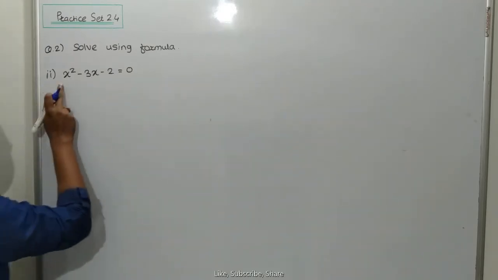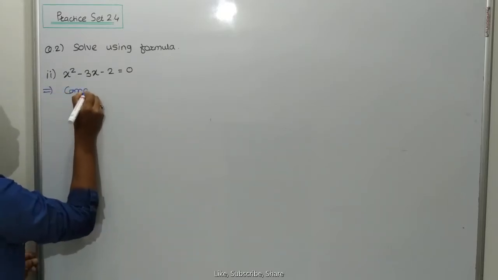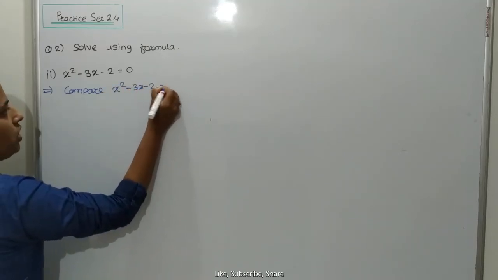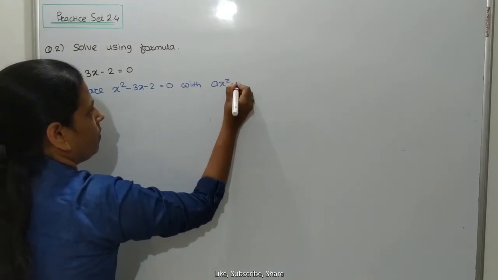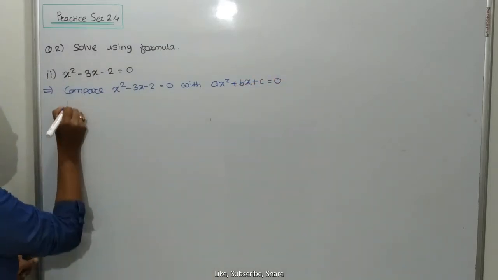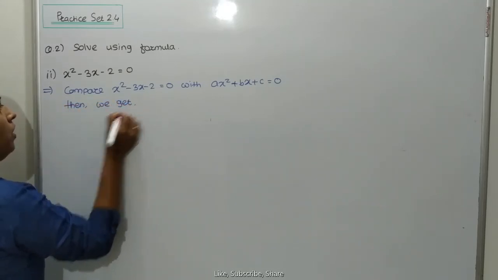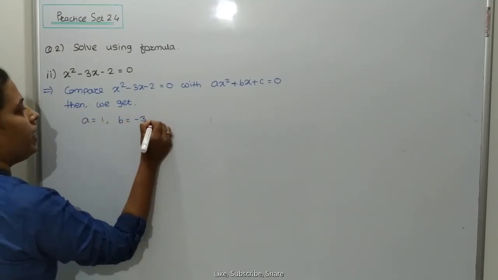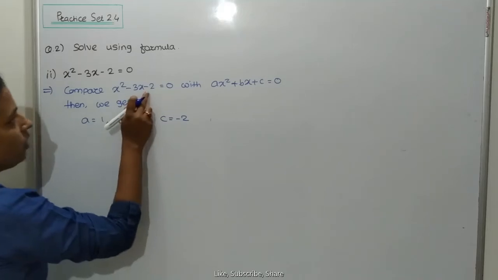Next question, x square minus 3x minus 2 is equal to 0. So first of all, compare x square minus 3x minus 2 is equal to 0 with ax square plus bx plus c is equal to 0. Then we get a is equal to 1, b is equal to minus 3 and c is equal to minus 2. Okay. c is equal to what? Minus 2, because here it is minus 2.